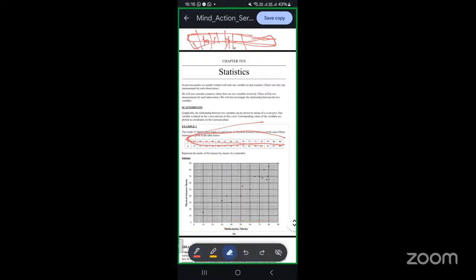Then they decided to use their scale for the x-axis as 10, 20, 30, 40 up to 90, and also for the y-axis as 10, 20, 30, 40, 50, 60 up to 90. Fine, that's our scale. We haven't plotted anything yet. So what are we going to do now?